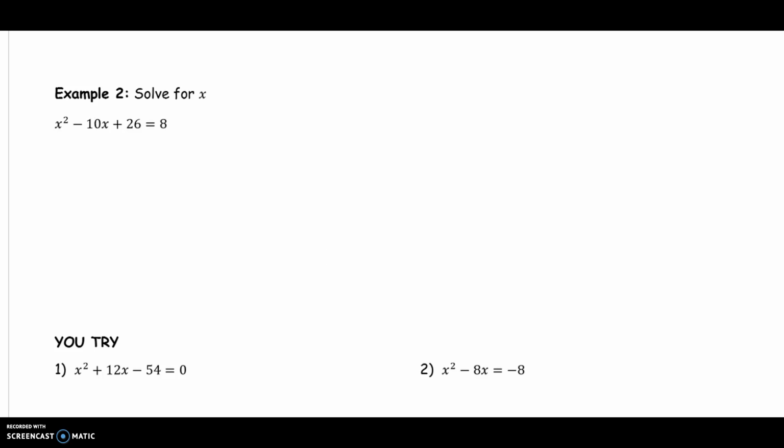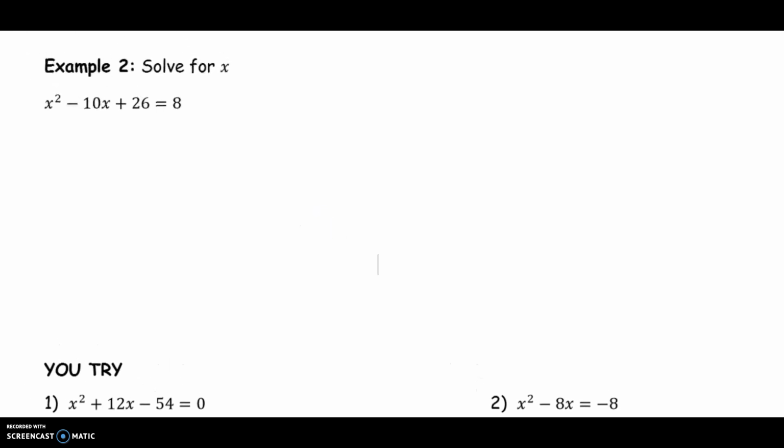Okay, now that you've practiced completing the square, we're going to try an example that's just a little bit more complicated. This example has two irrational solutions. So the example is x squared minus 10x plus 26 equals 8. We're going to do the same thing that we were doing before.